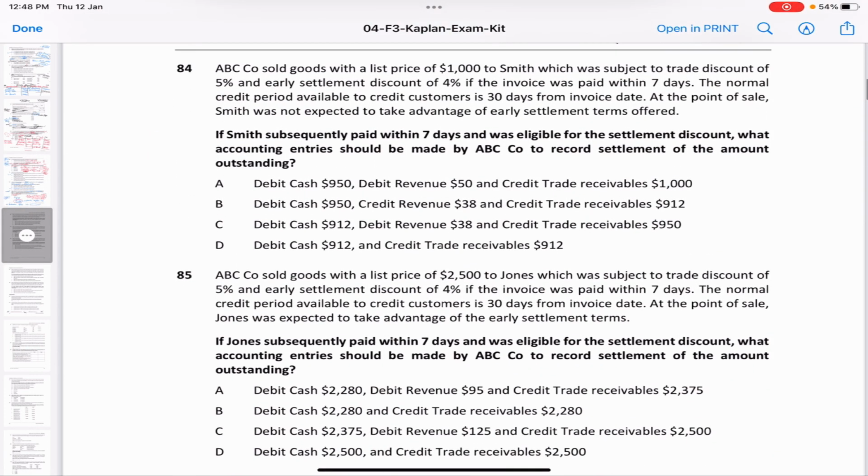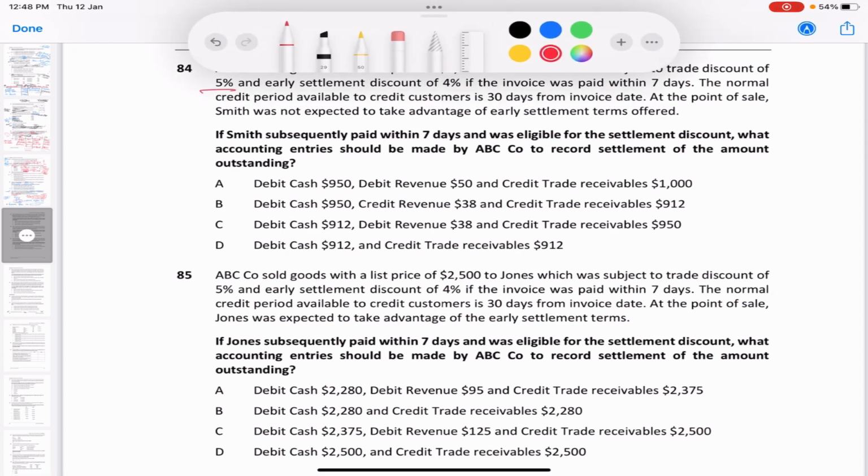Now 84. ABC company sold goods with a list price of $1,000 to Smith, which was subject to trade discount 5% and early settlement discount, which is the cash discount of 4% if the invoice was paid within 7 days. The normal credit period was 30 days. At the point of sale, Smith was not expected to take advantage of the early settlement discount. If Smith subsequently paid within 7 days, then what would happen? Okay. So the thing is, what have they exactly told you?